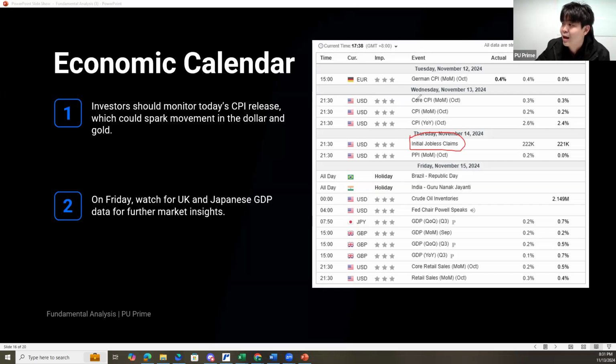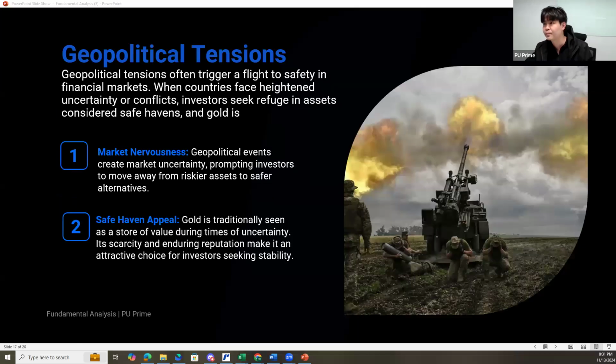But other data like CPI data, PPI data, and on Friday, we do have the GDP data from the UK region, the retail sales data from the US region. All this data is the higher the better. So you need to monitor. Specifically, you should just focus on the 3-star data. So it's very important for us to focus on it.